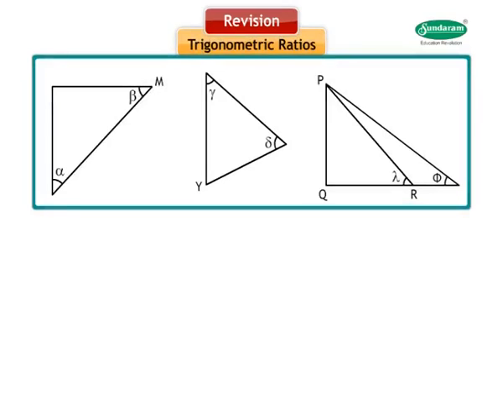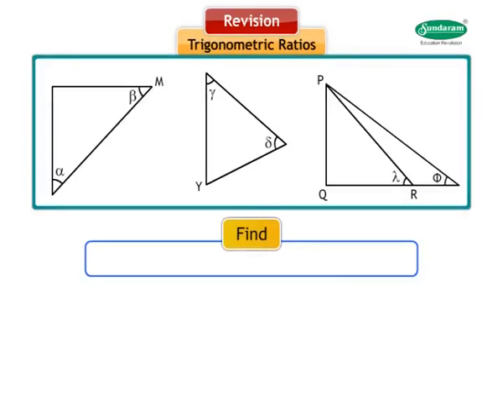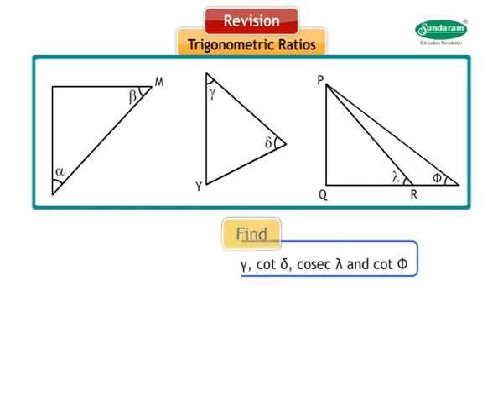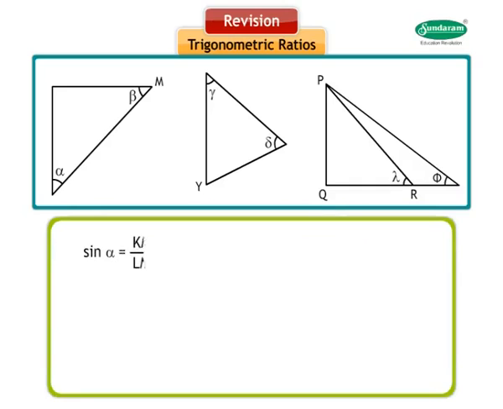See the three given figures and tell me what is sin alpha, sec beta, cos beta, tan gamma, cot delta, cosec lambda, and cot phi. Sin alpha is equal to KM upon LM. Sec beta is equal to LM upon KM.